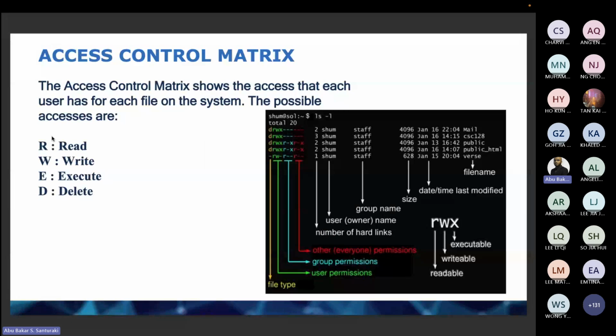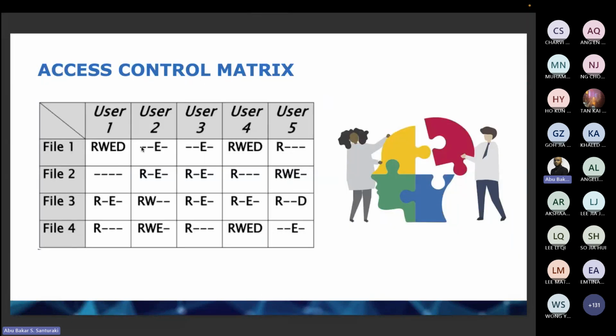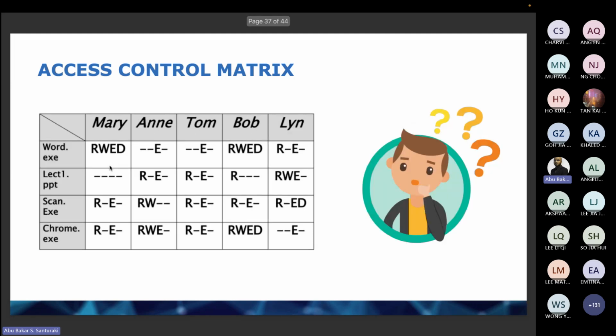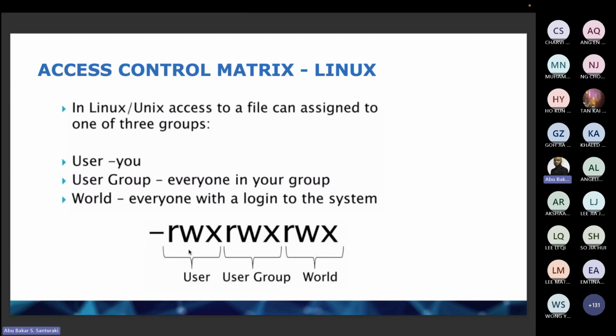Look at what we're talking about here. For user one, file one, he has RWED in his description. What does this mean? The first three digits are the user's permission, then the user group's permission, then the public permission. In other words, I can be part of a group.